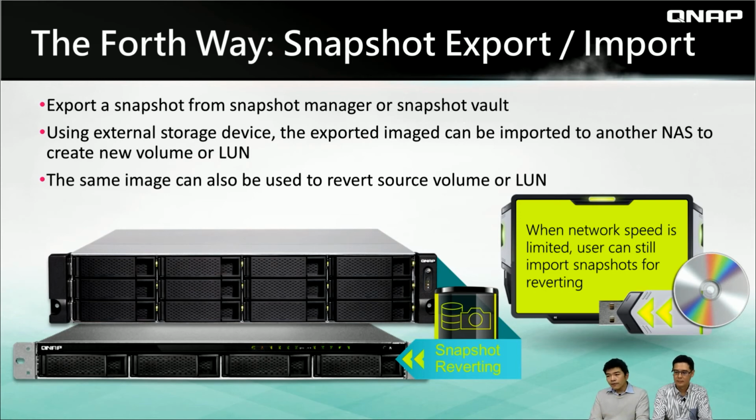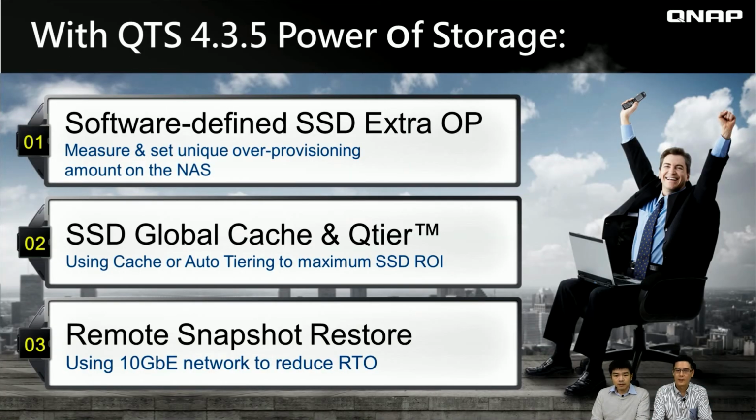Hence, we now provide you several ways to protect all your data and give you better options to get better efficiency on your SSD. The first is the software-defined SSD profiling tool, with which you can define your own over-provisioning ratio. The second is that we provide multiple ways to choose how you use your SSD as a cache, or use it with our exclusive function Qtier. Then the most important thing is to protect your data and shorten your RTO. So these are the new things in our QTS 4.3.5.